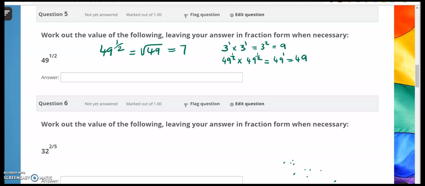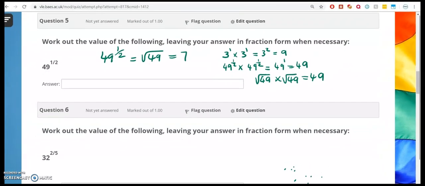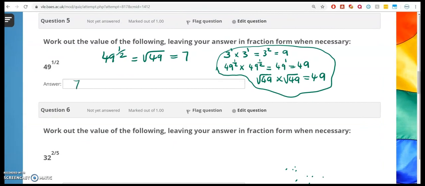So what is that number which is multiplied by itself to give us 49? And that's exactly the opposite of squaring. So we call that the square root. So that means that the square root of 49 times the square root of 49 will give us 49. That was just a bit of extra information or proof for it, hopefully to help you remember. But the answer is 7.